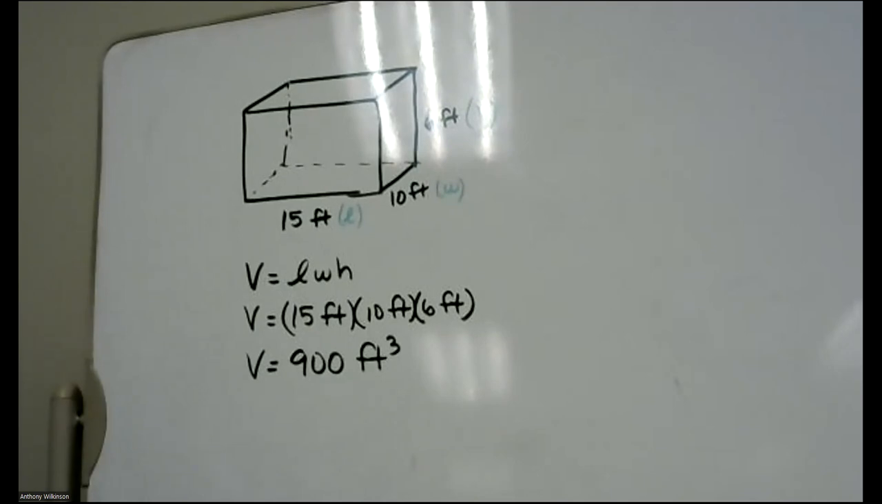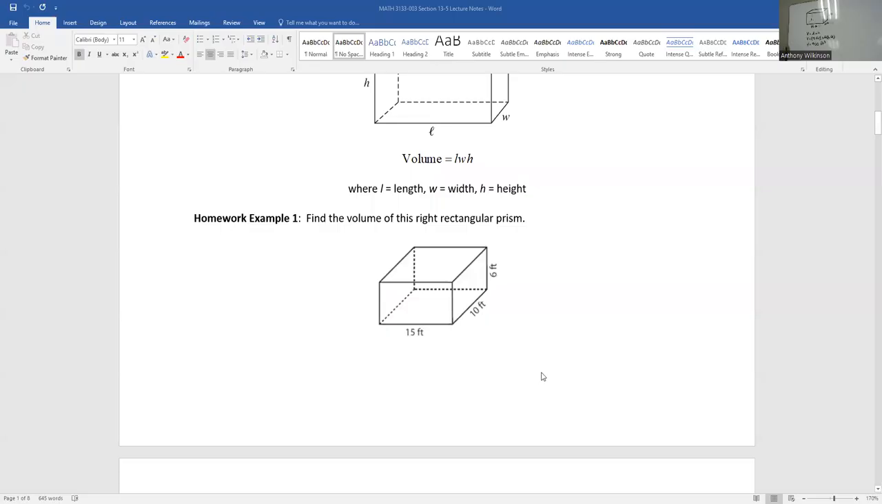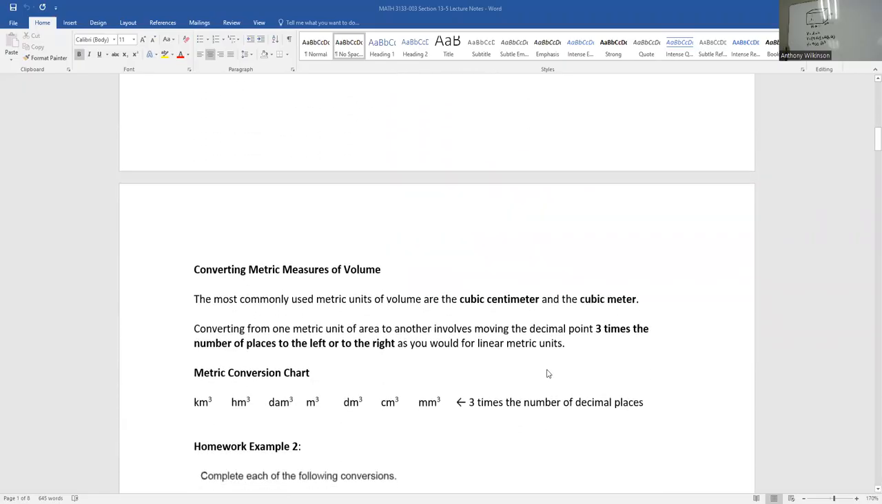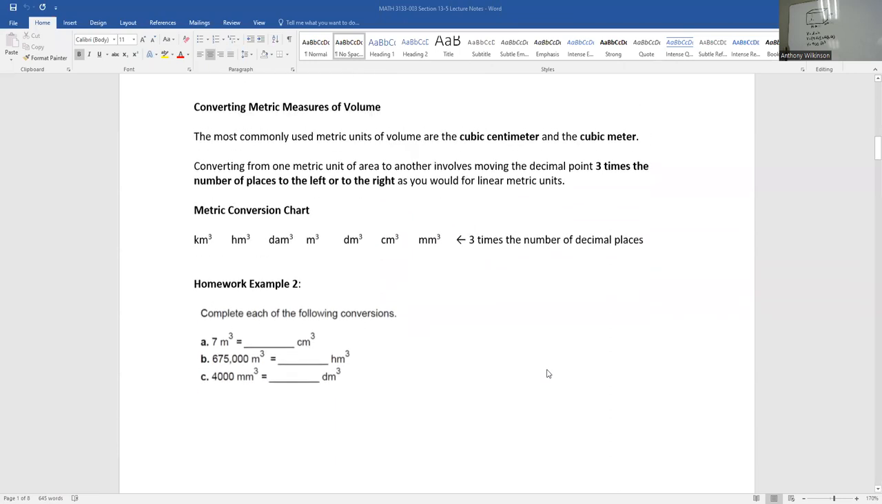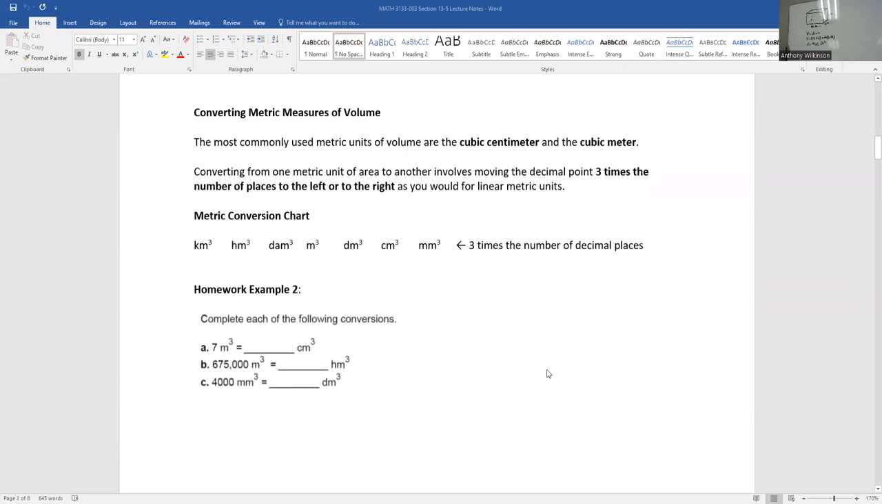Any questions on that first example? Okay, so now we'll move on and we'll talk more about volume a little bit later.